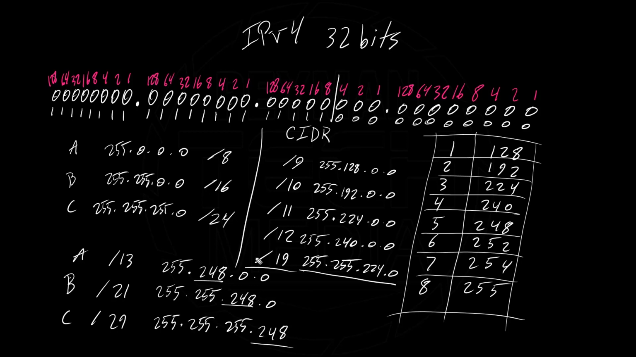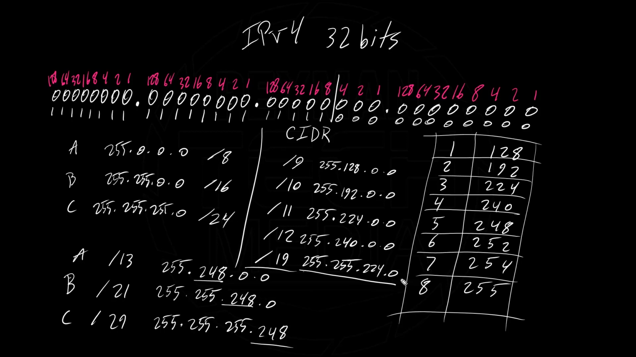So for /19, we already know by default class B is 16, therefore 16 plus what gives us 19? 16, 17, 18, 19, so 3. Looking at this table, 255 on an octet is 8 bits, and 255 is another 8 bits, so 8 plus 8 is 16, and we need 3 more. So we are on the third octet, 224, and then the last octet is all 0.